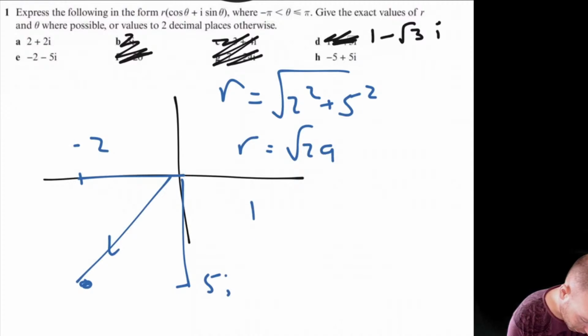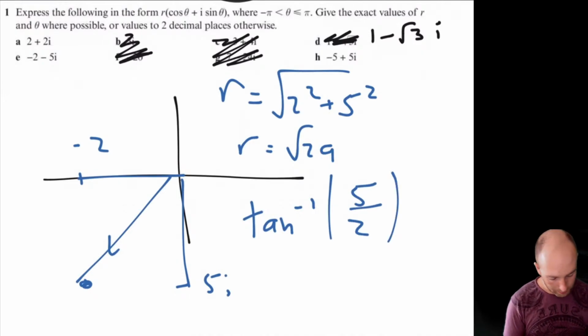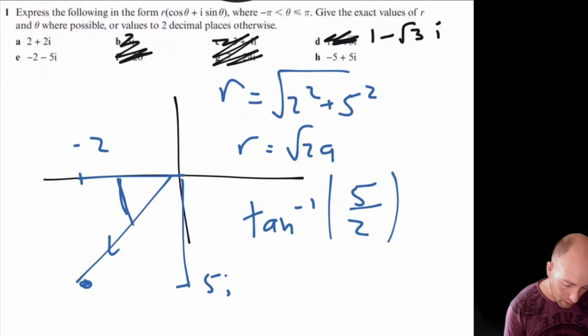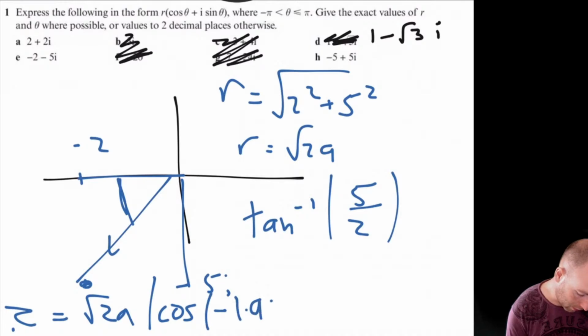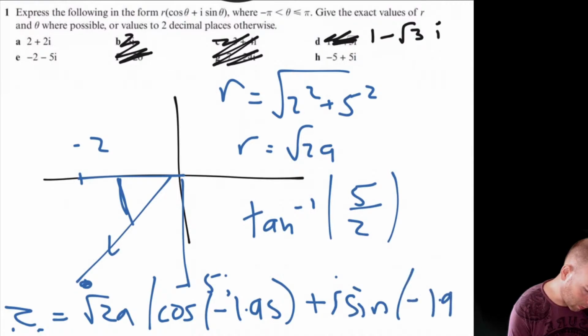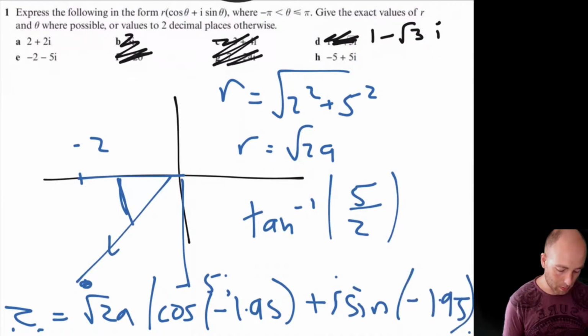The angle, so we do tan to the -1 of 5 over 2, which gets me 1.19, which is that angle there. So if I do pi, take answer, we get 1.95. So my angle needs to be minus 1.95. So we get z equals root 29 cos of minus 1.95 plus i sine minus 1.95. There we go. Cool.